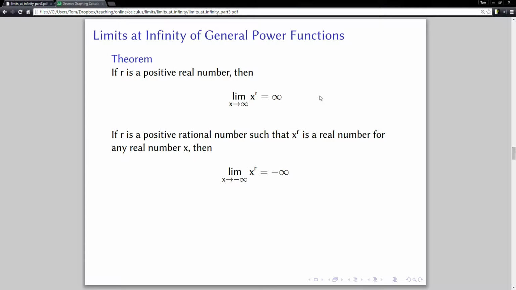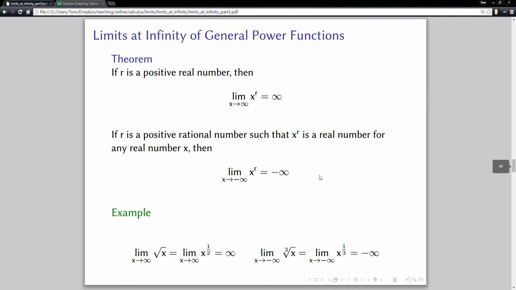If r is a positive rational number, such that x to the r is a real number for any real number x, then the limit as x goes to minus infinity of x to the r is minus infinity. That's about the best that we can say. And just as an example here, let's take a look at an example of this one.